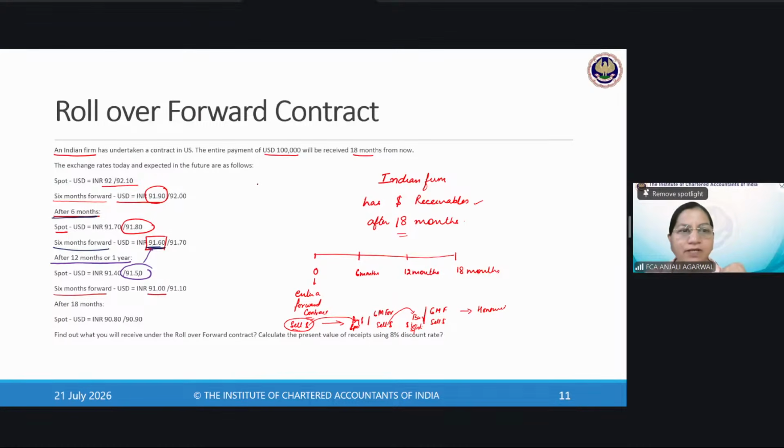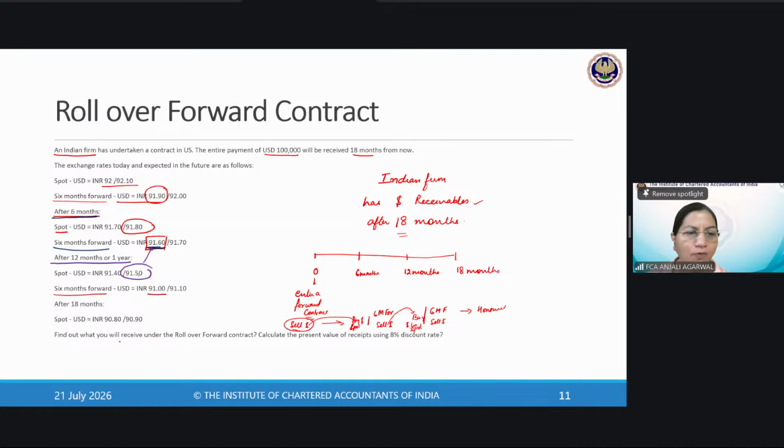But you have taken a rollover forward, and in that process, despite a depreciating dollar, you gained 10,000 after 6 months, another 10,000 after 12 months or 1 year, and finally you could sell your dollar at 91, the 6 months forward price at which you had already undertaken. So after 18 months, you will sell your $100,000 at 91, not at 90.80. And you will gain 10,000 and 10,000 after 6 months and 12 months. So to some extent, you were able to cover up your loss.